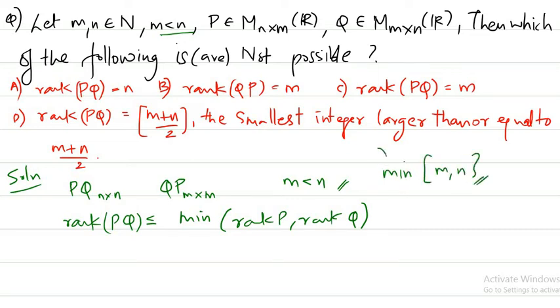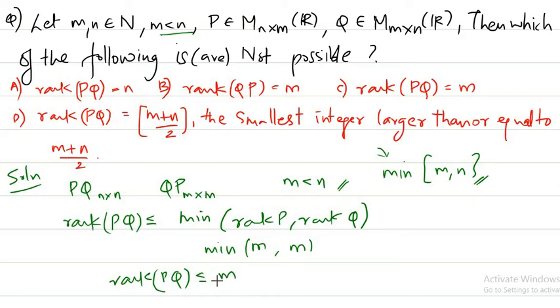This also we have discussed in the properties in the previous lectures. So this can take a maximum value m, and this can take a maximum value m, right? So the minimum of m and m is m, so the rank of PQ has to be less than or equal to m. That's what we can say, right?